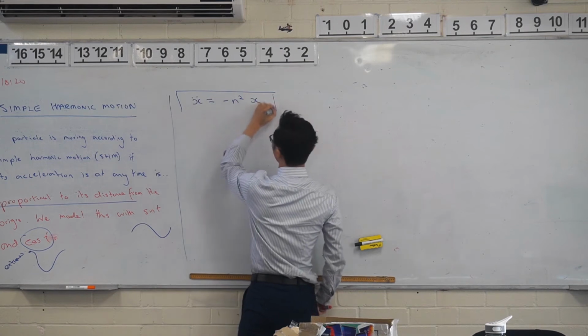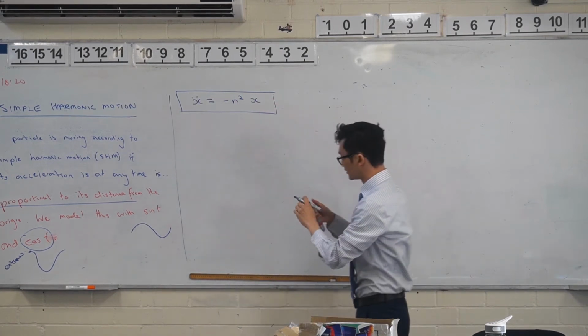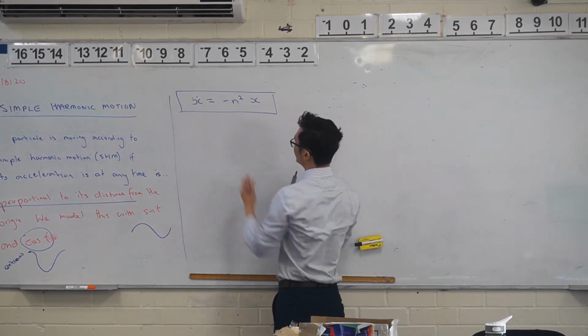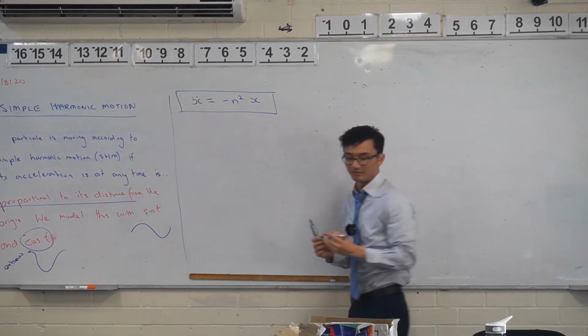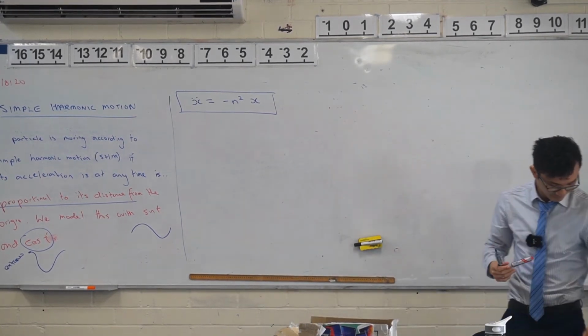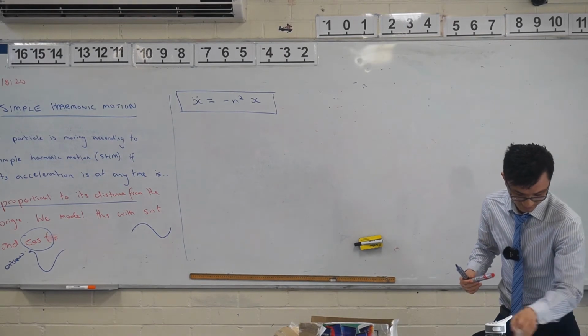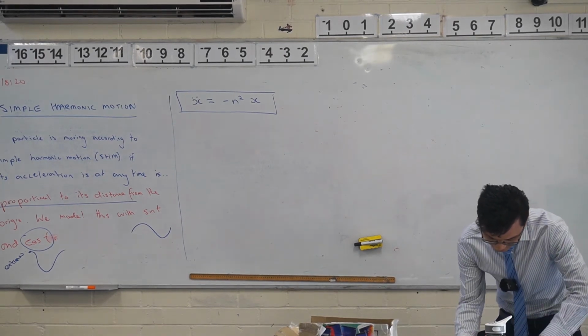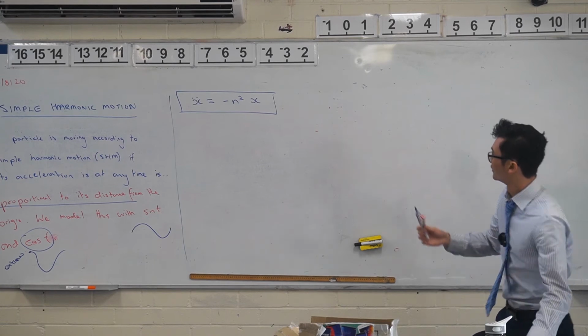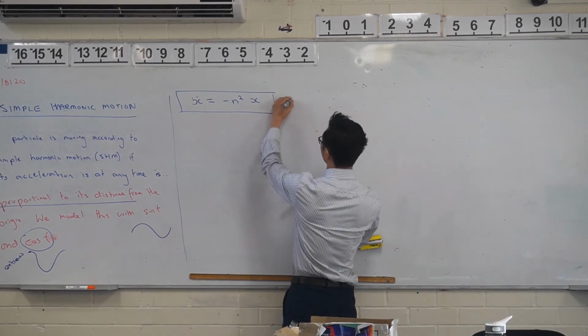Okay, so you can see that x is our displacement, x double dot is our acceleration, and n is some constant here. Does n have to be greater than 0? Let me double check for you. Sometimes they do specify this. Yes, so n greater than 0. N has to be greater than 0.